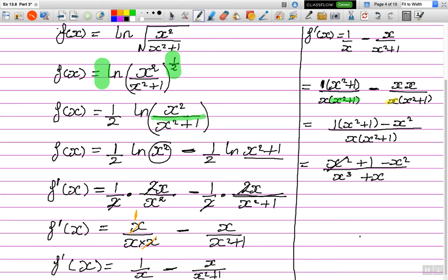When we tidy up the top, the x squared and the minus x squared cancel, so we're left with 1 over x cubed plus x, which was the format they wanted it in, with a number in front of each term. That's the end of that example.